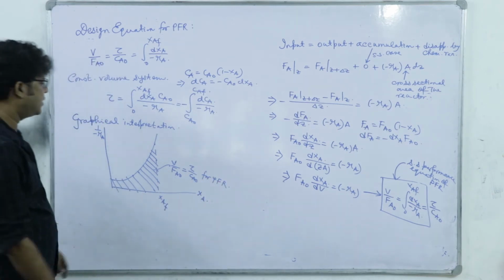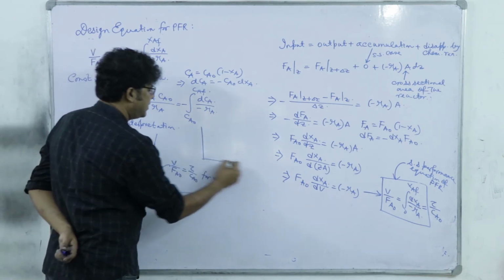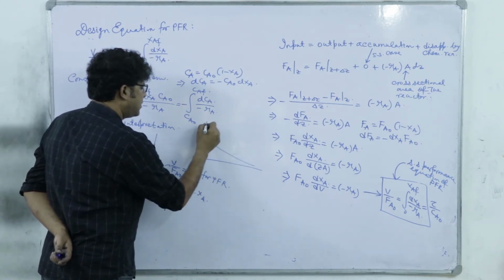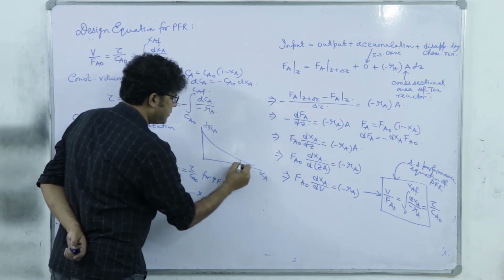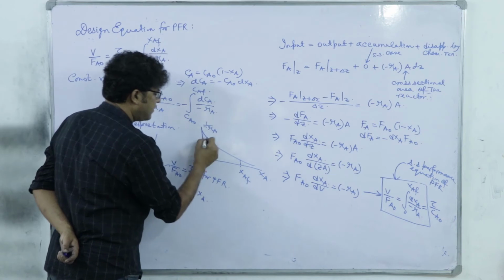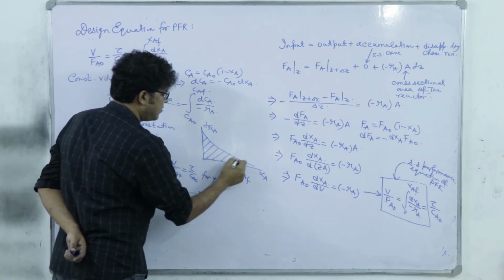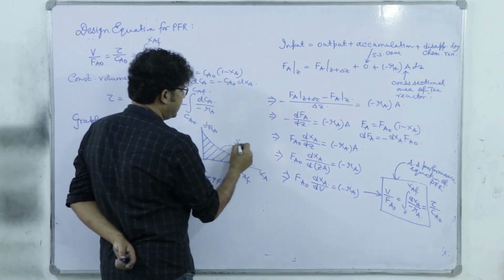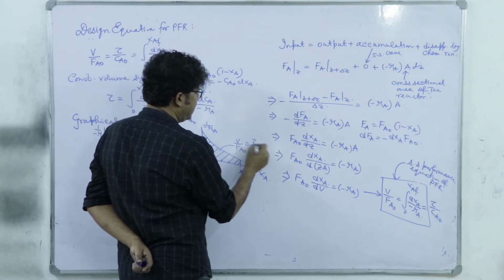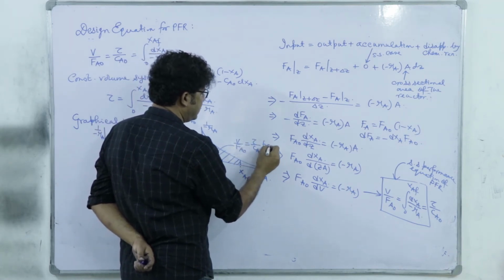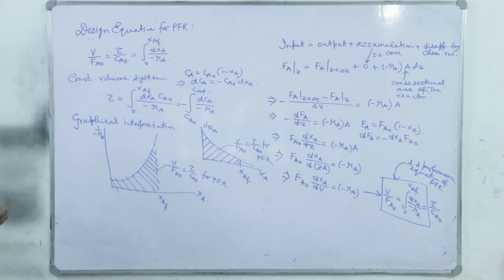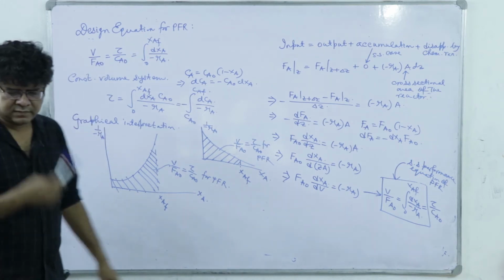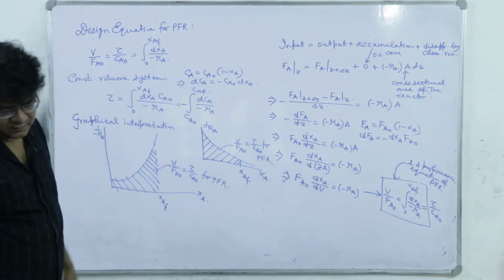Right, for positive order. For negative order, it will be like this. This is Xaf. So this is V by Fa naught equal to tau by Ca naught for PFR. So that's the design equation for CSTRs and PFRs.